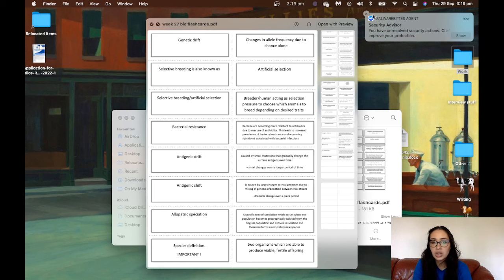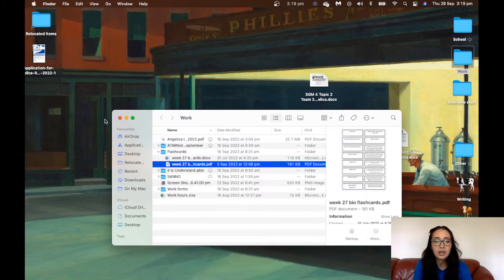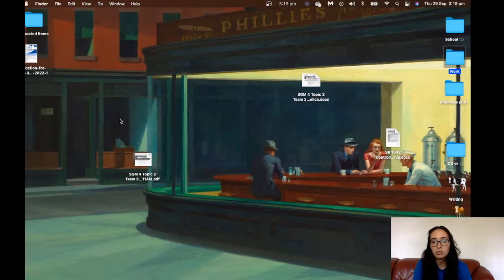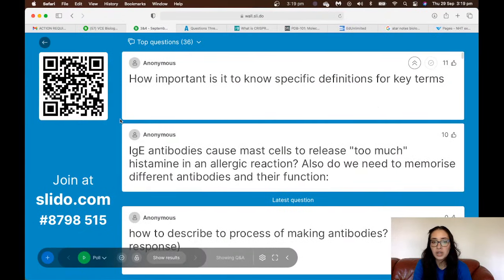Look at that. Unresolved security actions. So, I'm a sucker for flashcards.